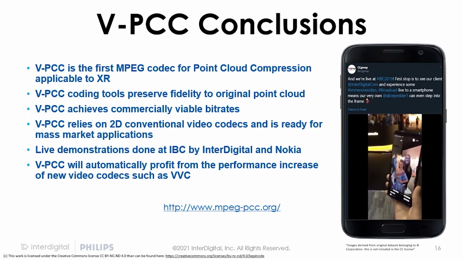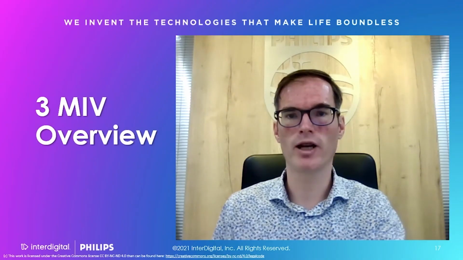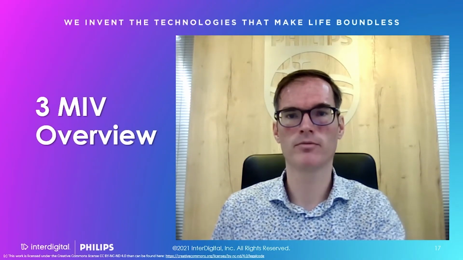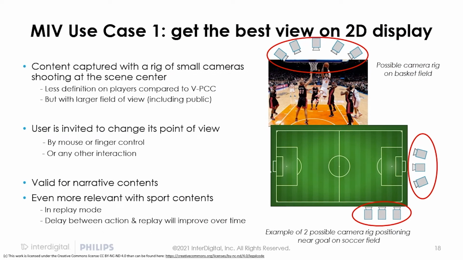Let me now provide an overview of the MIV standard. We will present three use cases for MIV. The first use case gives you the best view on a 2D display. The content is captured with a rig of small cameras aimed at the center of the scene.